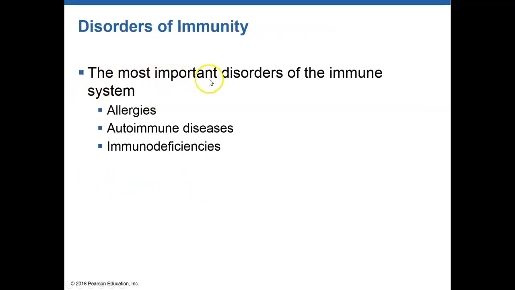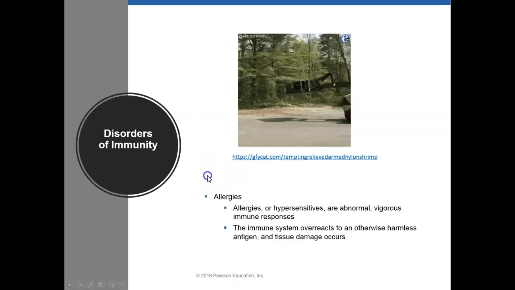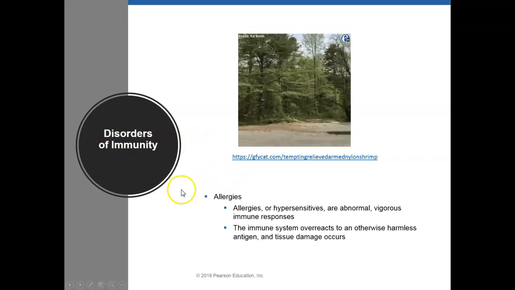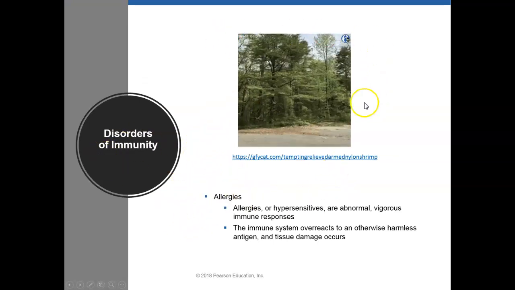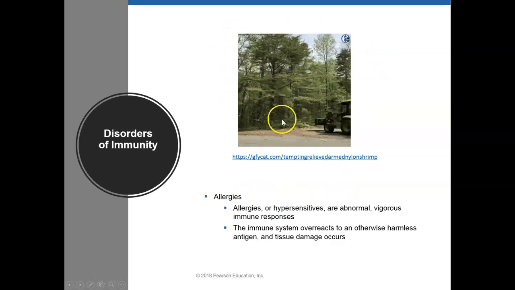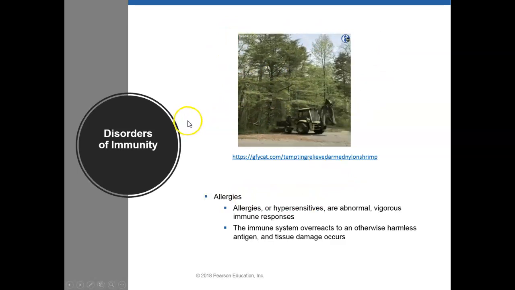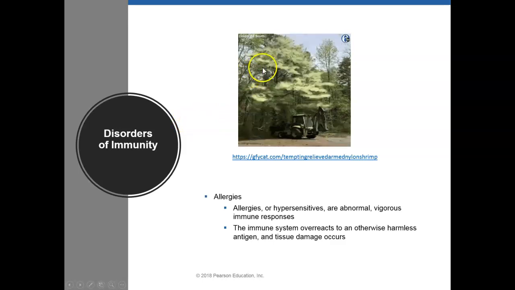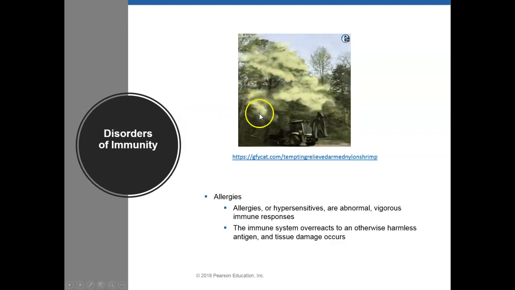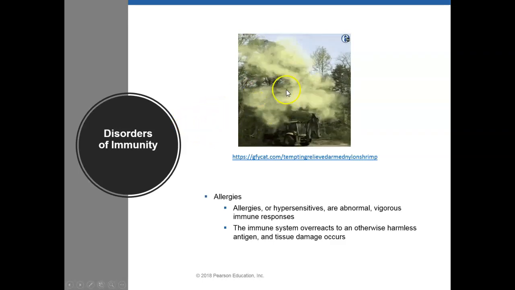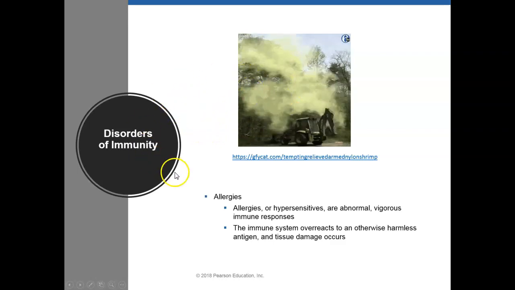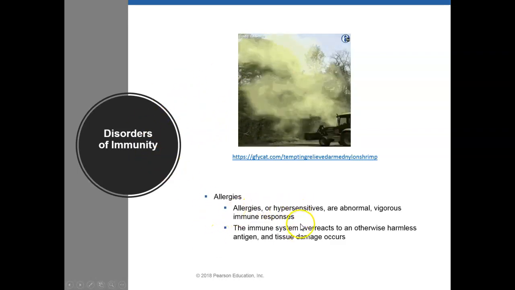So what are some disorders associated with the immune system? The most common are allergies, which many people suffer from, autoimmune diseases, and immunodeficiency diseases. So first we'll talk about allergies, and I just put this on here. Probably most of you have seen this. It's amazing. So this is pollen coming off a tree, so you can see it. Like, oh, that person is having a bad day if they have pollen allergies, which I do.